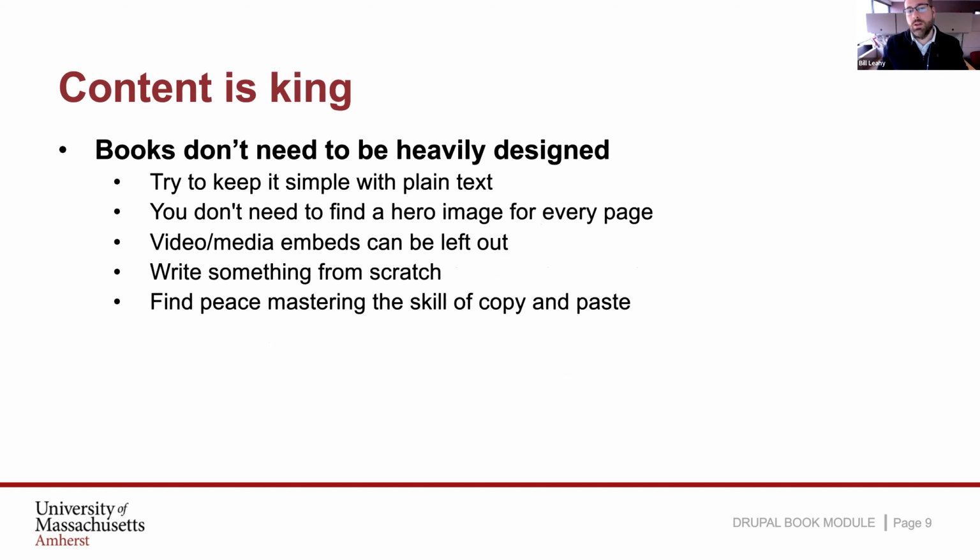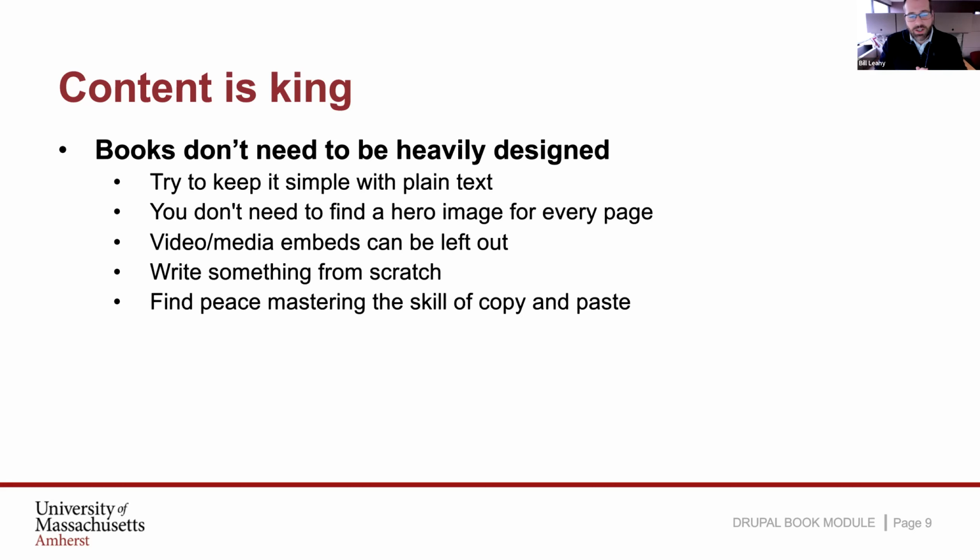Okay, and then of course, content is king. Content is fantastic for search engines. Content is great for accessibility reasons. So you want to keep it simple with some plain text, not too much in the way of design. You're not going to need a hero image for every page. You can leave YouTube embeds and video embeds out of it. If you're a writer, it's great for writing things from scratch, just starting out with a couple chapters and adding on to it.